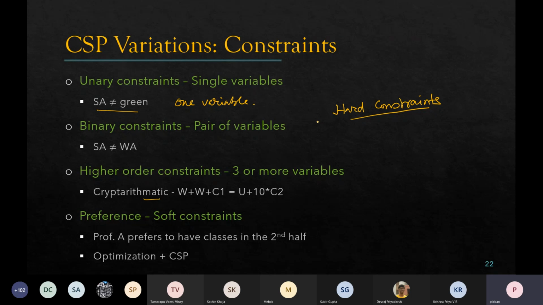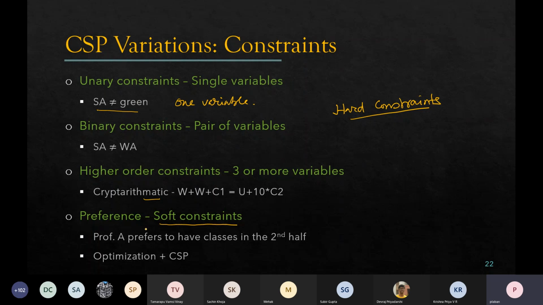But there might be real world applications where not only do you impose hard constraints, but you also prefer some solutions over other solutions. And you put the preferences in the form of soft constraints. For example, while you are doing this timetabling exercise, Professor A might say that I will prefer to have classes in the second half. If you satisfy Professor A's request, that solution would be better than one that does not, but Professor A should not mind if this has been scheduled in the first half.